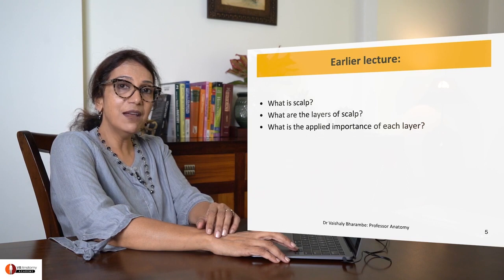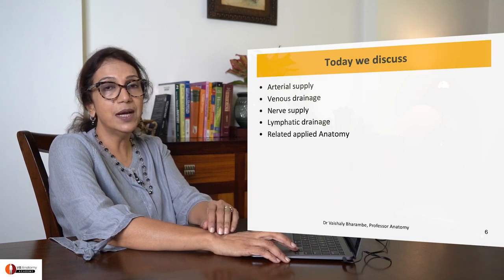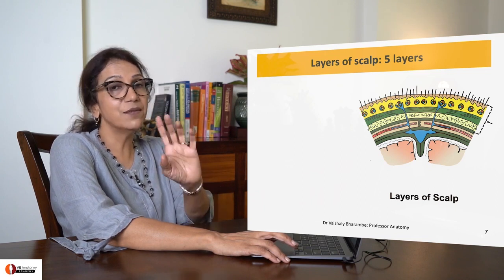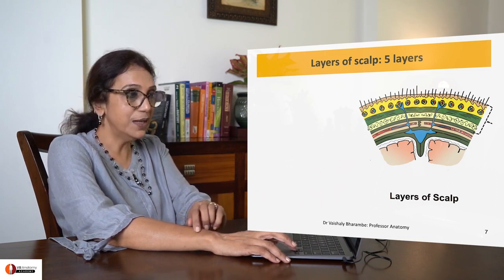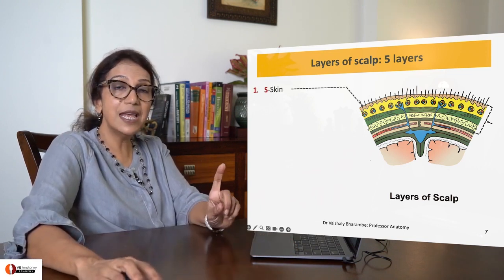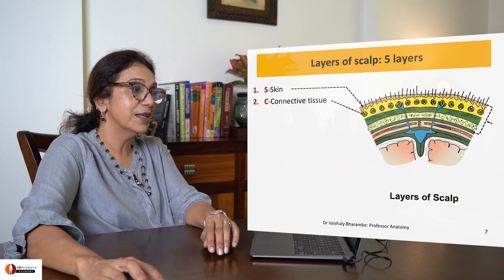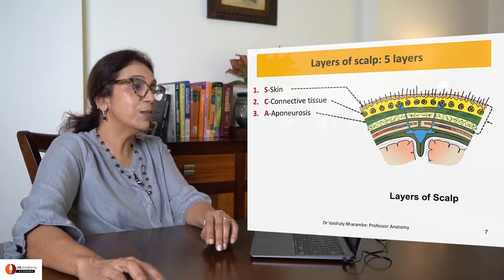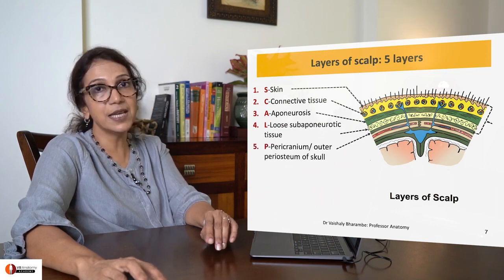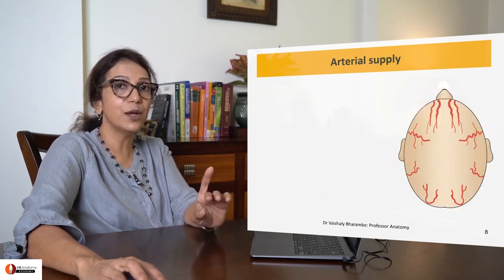In my earlier lecture, I have covered what is scalp, what are layers of scalp, what are the important layers, and I'm going to talk about the arterial supply, etc. in the present lecture. But before that, one revision of scalp to orient all of you. Okay, so here we go. This is the outer layer, S for scalp. Remember the mnemonic SCALP? S for skin, C for connective tissue, A for aponeurosis, L for loose subaponeurotic tissue, and P for pericranium. These are the 5 layers, and now we'll talk about the arterial supply of scalp.